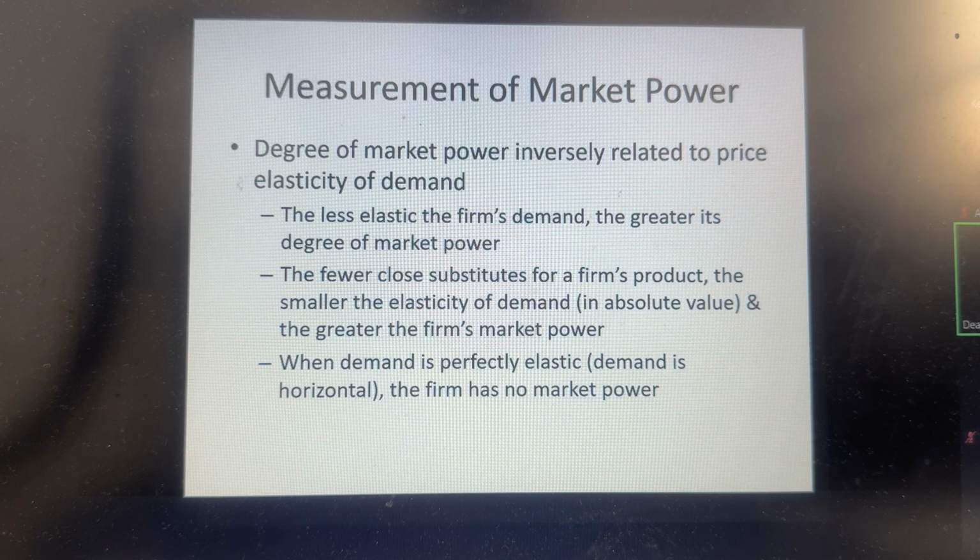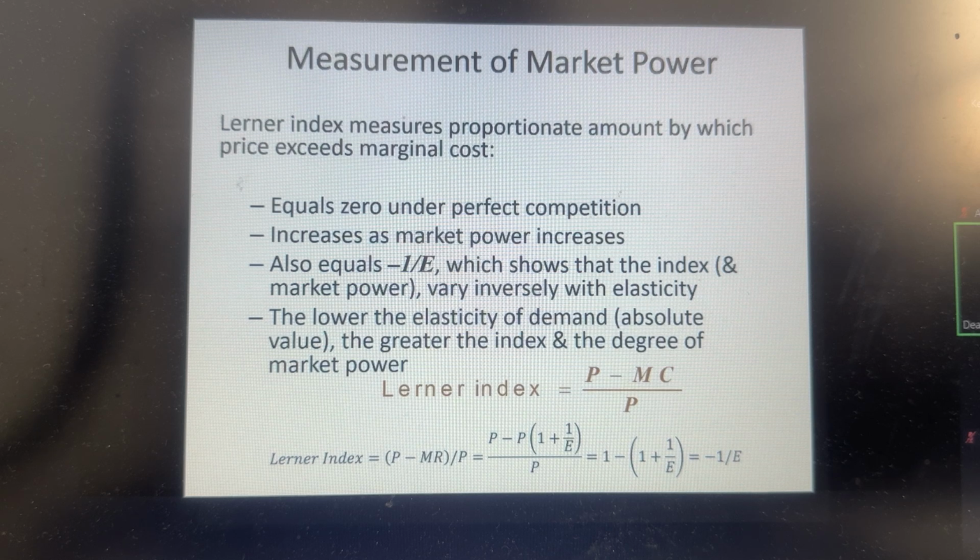Market power you can measure according to the price elasticity. The degree of market power is inversely related to price elasticity. If price elasticity is low, market power is very high. If demand becomes very elastic, market power becomes very low. So you can use the Lerner index to measure market power. The Lerner index is 1 over E, where E is elasticity. You get the Lerner index from this condition, (P minus MC) divided by P. No need to prove this one.